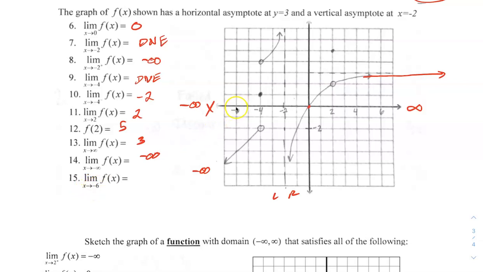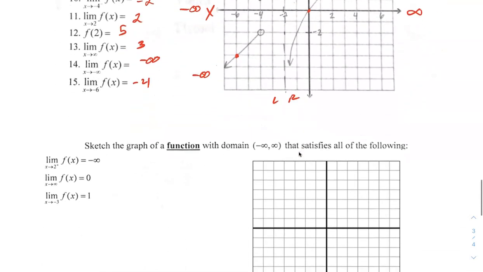And the last one, limit as x approaches -6. So here's -6. Here's the graph. So what's the limit? Well, as you go from the left and you go right, you get that point right there. Both sides, coming from the left, coming from the right, you go up to the same spot, which is -4. And that's the picture.